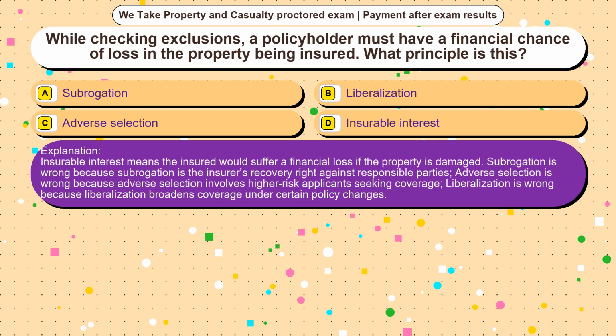Insurable interest means the insured would suffer a financial loss if the property is damaged. Subrogation is wrong because subrogation is the insurer's recovery right against responsible parties. Adverse selection is wrong because adverse selection involves higher risk applicants seeking coverage. Liberalization is wrong because liberalization broadens coverage under certain policy changes.